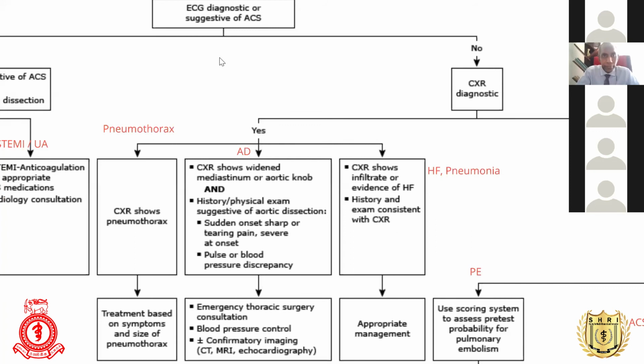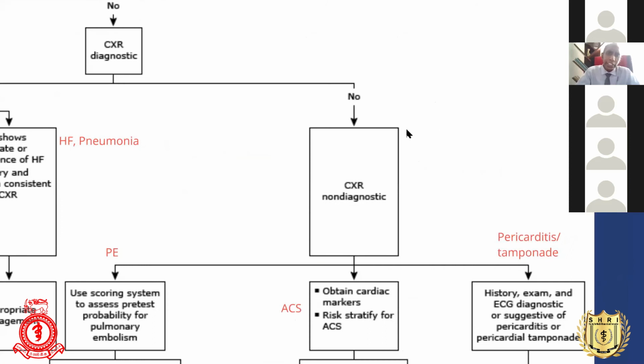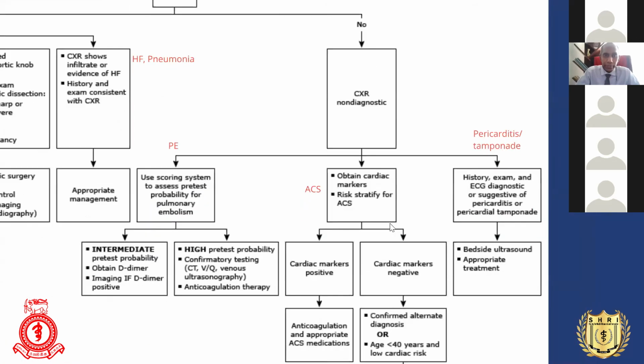So that is where you stabilize the patient. The ECG is not diagnostic of acute coronary syndrome, and the chest X-ray shows some possible diagnosis such as pneumothorax, aortic dissection, heart failure or pneumonia. Assume this patient didn't have any chest X-ray features. Chest X-ray, no obvious diagnosis. Then you have to think of other causes.